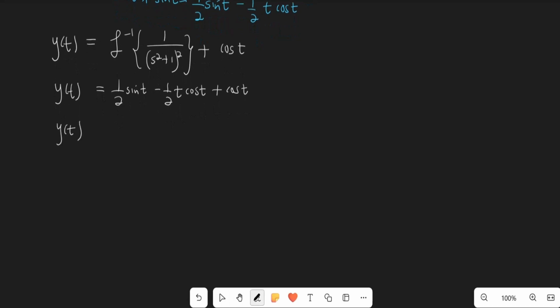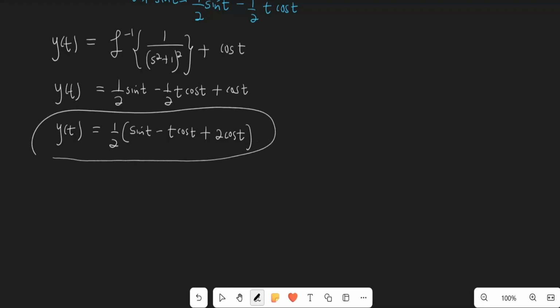differential equation. So y of t is going to be 1/2. You can factorize that one out, and now this is left with sine of t here minus t times cosine of t plus cosine of t, like this. Or you can put everything in the parentheses, and this one is going to be plus 2 times cosine of t, like this. All right, so this one is the answer to this differential equation.